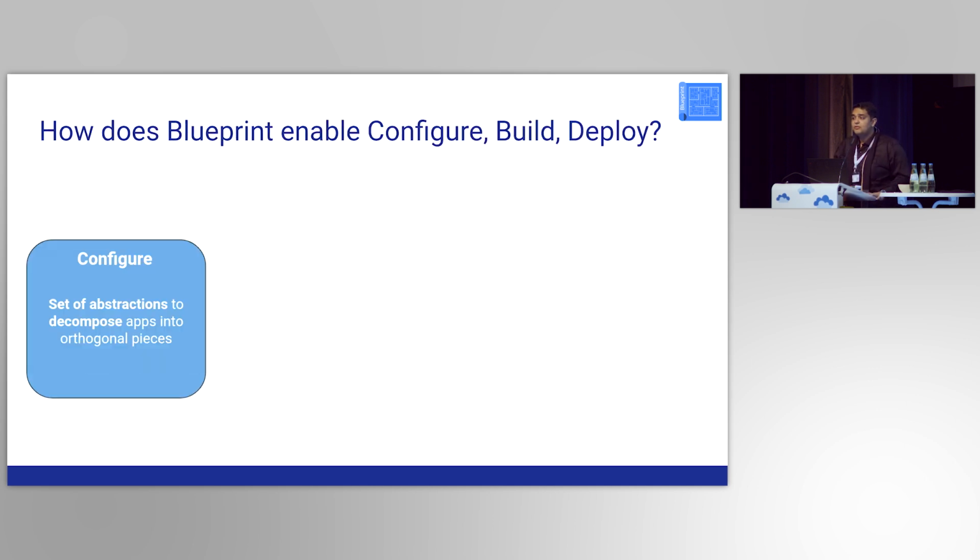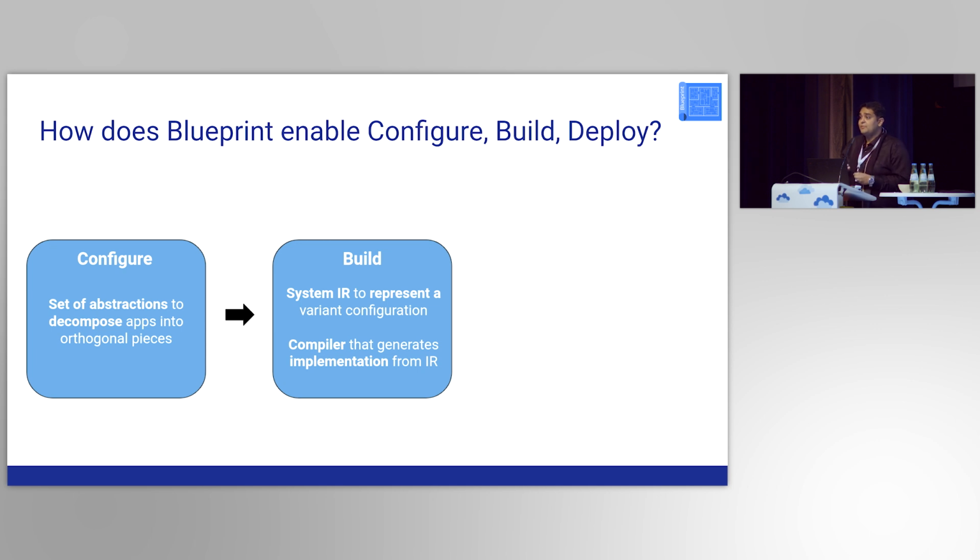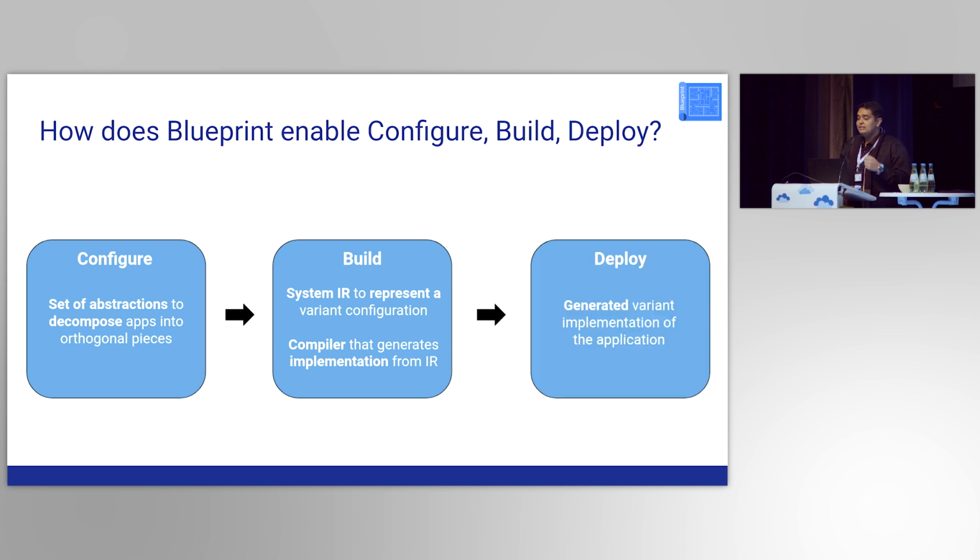Blueprint provides a set of abstractions to decompose an application into 3 independent pieces that represent a unique variant of an application. Blueprint provides a microservice-specific intermediate representation to represent these variants, which is then used by Blueprint's compiler to generate a variant implementation of a system. These generated systems can then be deployed and used for experimentation or as a target for evaluation. And researchers can iteratively perform these steps to generate as many variants as they require for carrying out their research.